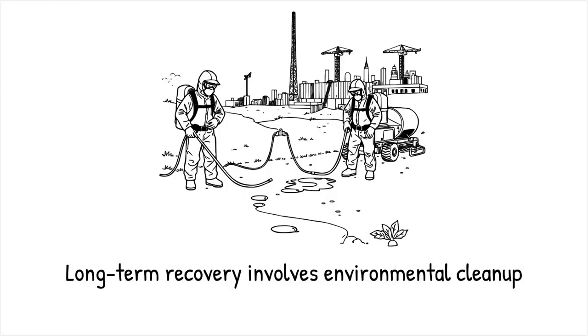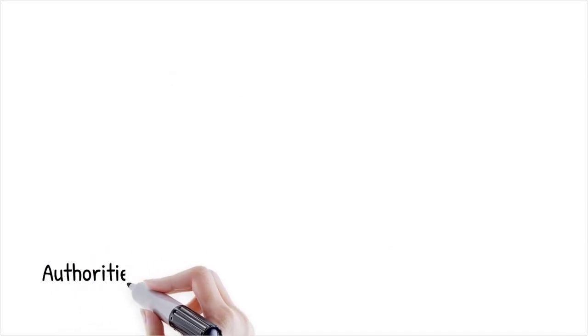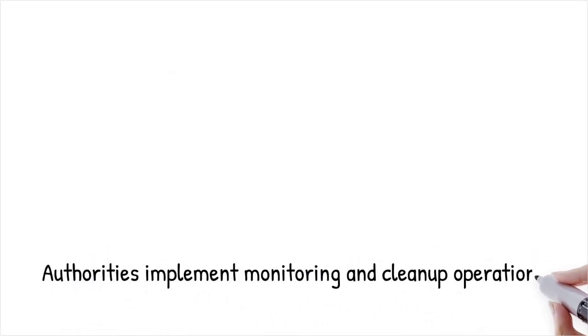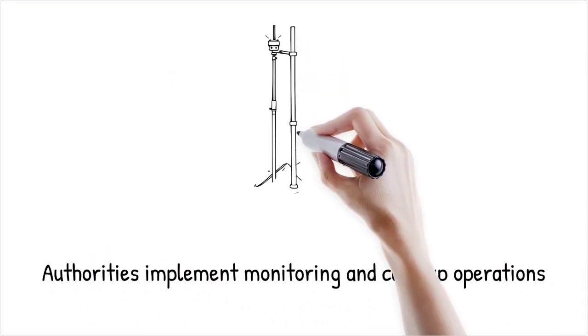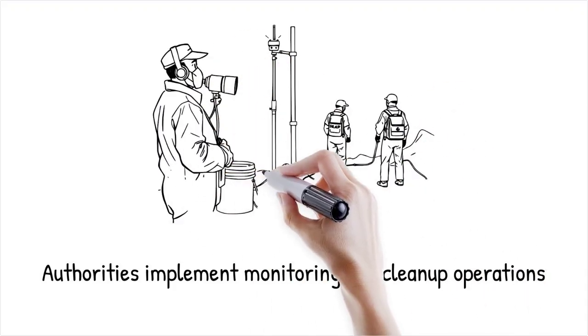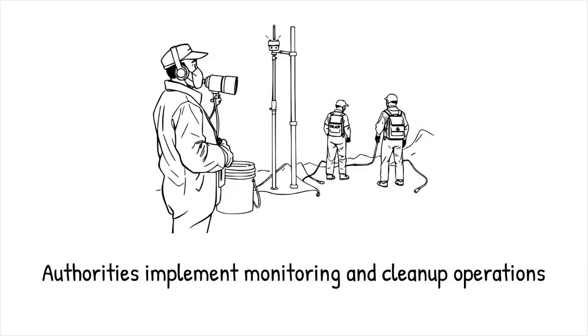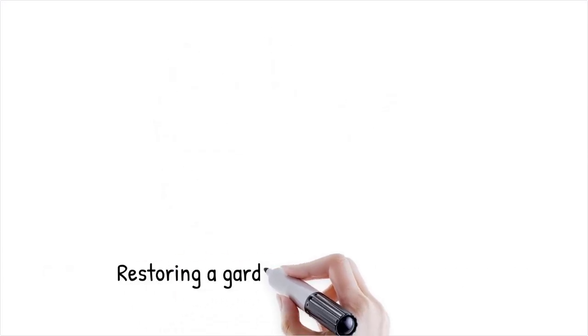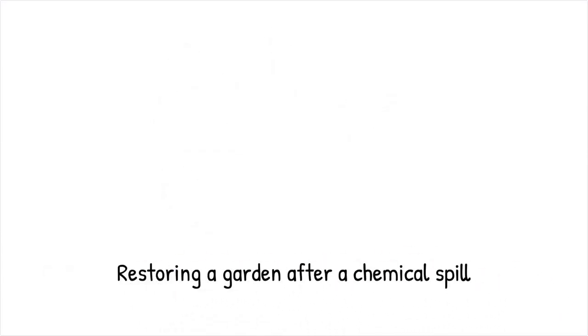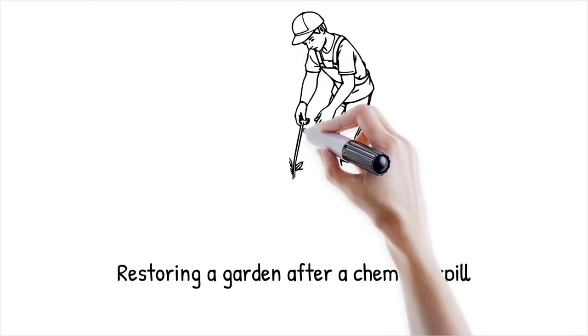For example, authorities might implement continuous environmental monitoring and cleanup operations in contaminated zones, gradually reducing radiation levels to safe standards. It's like restoring a garden after a chemical spill. You must carefully remove the contaminants, test the soil, and replant to ensure that the area recovers fully and safely.